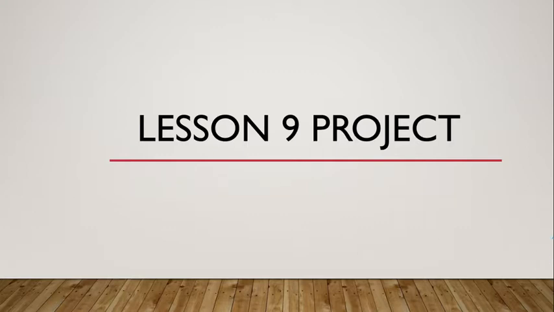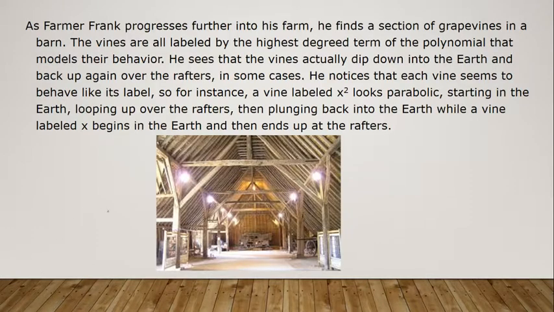Lesson 9 Project Help. So let's go ahead and look at Lesson 9. As Farmer Frank progresses further into his farm, he finds a section of grapevines in a barn. The vines are all labeled by the highest degree term of the polynomial that models their behavior. He sees that the vines actually dip down into the earth and back up again over the rafters in some cases. He notices that each vine seems to behave like its label.